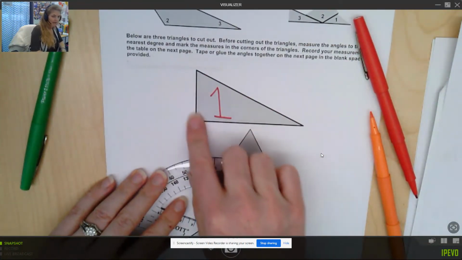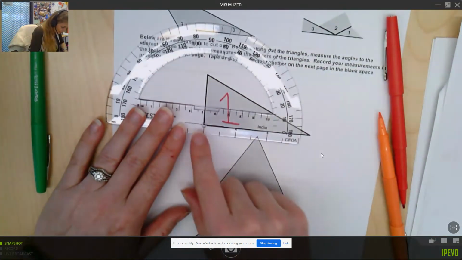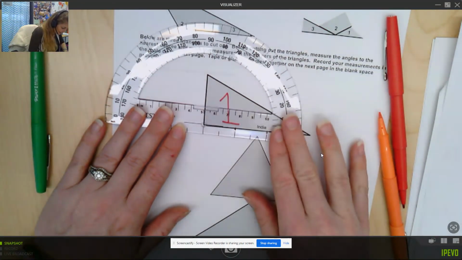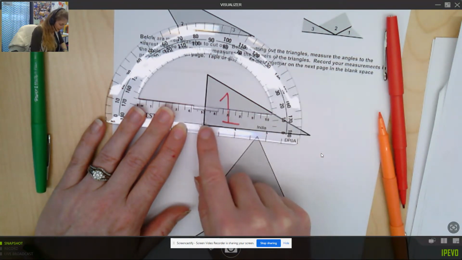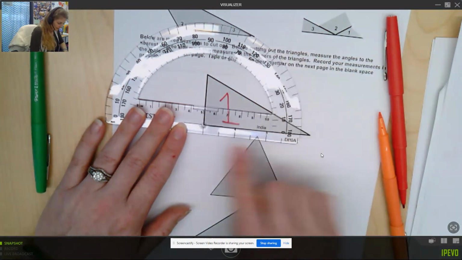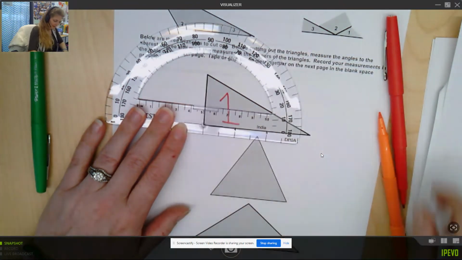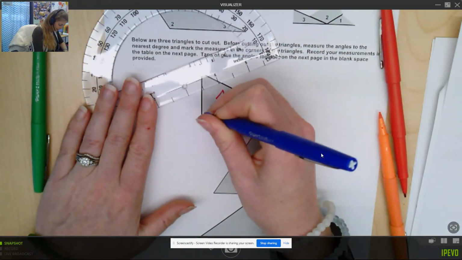Notice that this angle here, what do you think it is? You're right, it's 90 degrees. So we have to make sure to line up our vertex and line up the 0 line with your line, and notice it goes all the way up to the 90 degrees. If we continue up, so we know that this is 90 degrees.